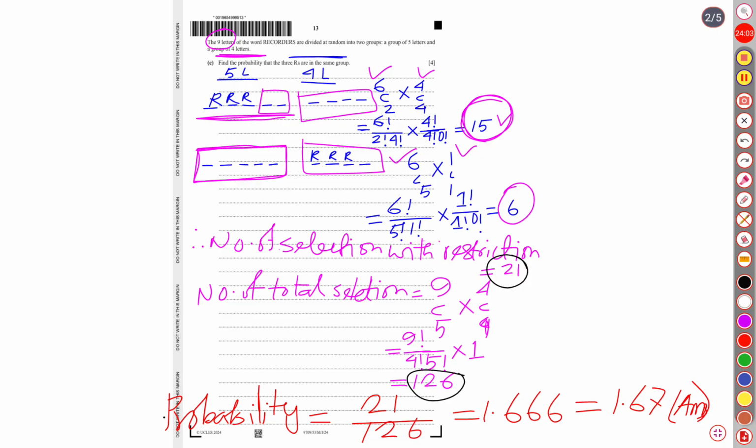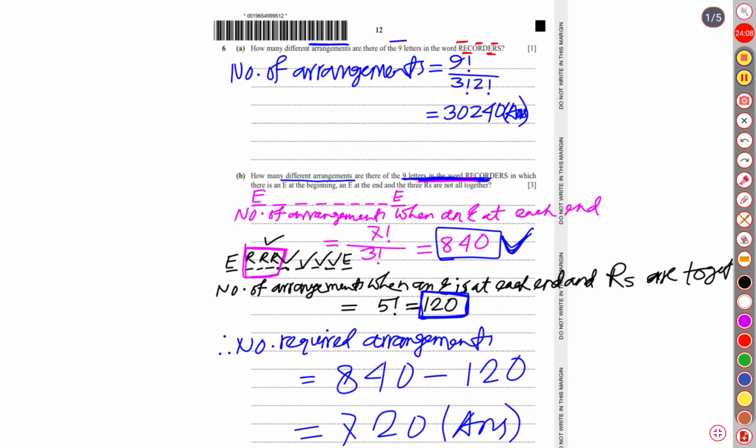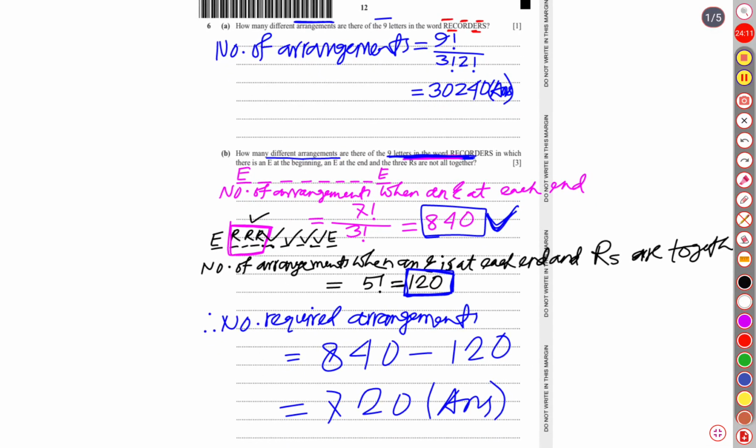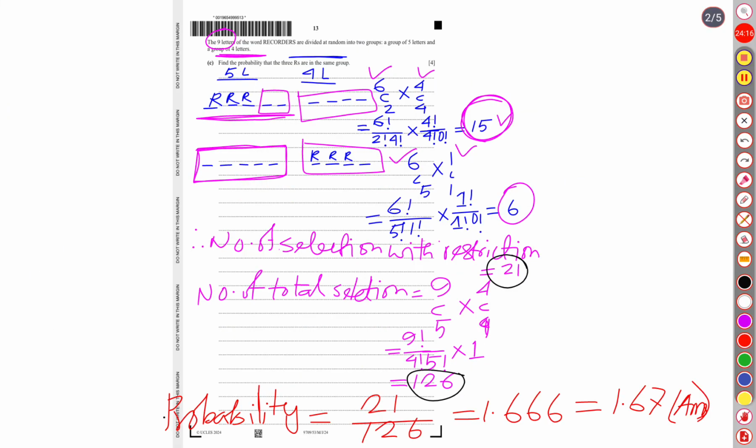The first two parts were based on permutation, and we applied the concept of permutation for solving them. Whereas the second and final part of the question was based on selection, and no arrangement matters here. That's why we have just found different numbers of selections, and finally we found the probability, not the number of selections. So probability is simply the number of selections with restriction over the number of total selections, and thus we have got our final answer.